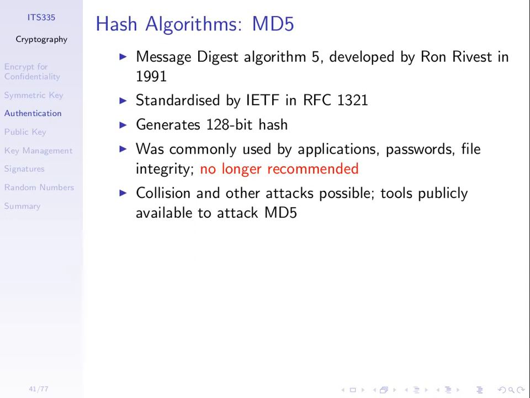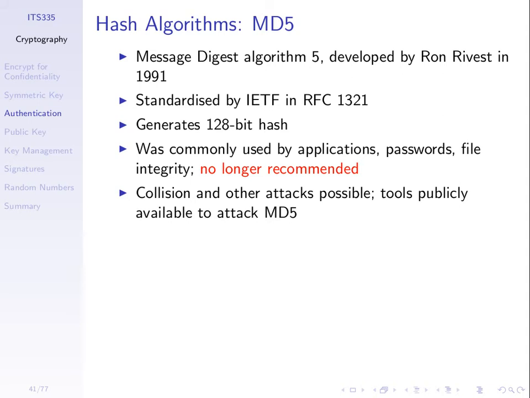What are some real hash functions, or algorithms? MD5 is a common one, has been around for a long time. Message Digest 5, developed by Ron Rivest. You'll see his name come up later. It created a 128-bit hash value. So you take any message, you apply the MD5 algorithm, and you get a 128-bit hash value.